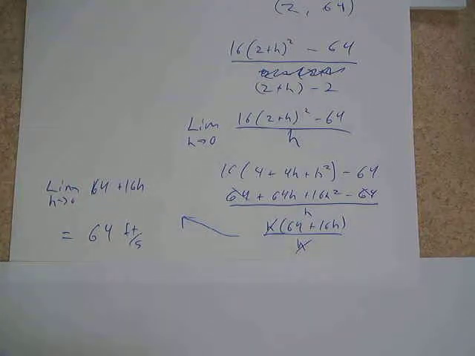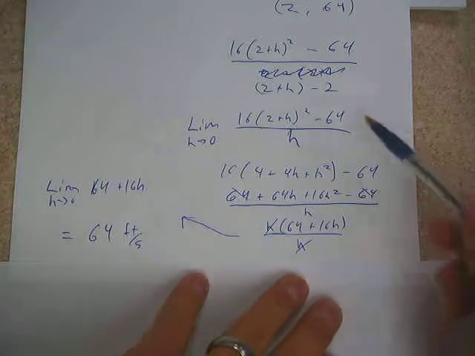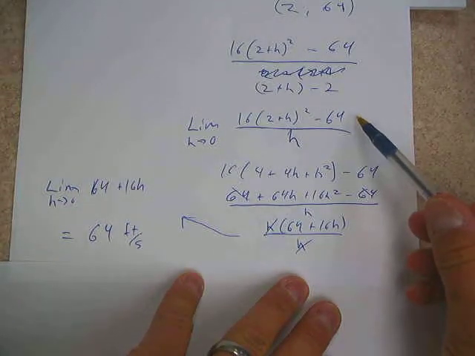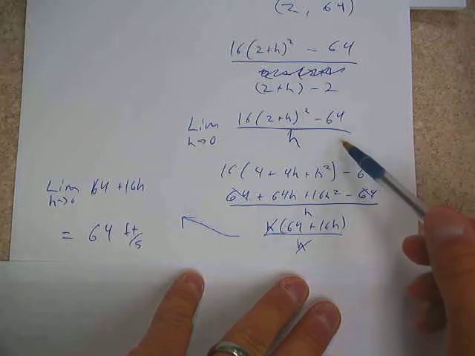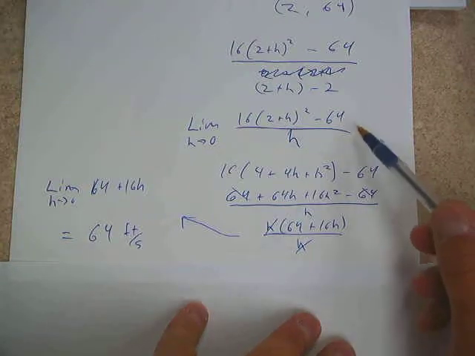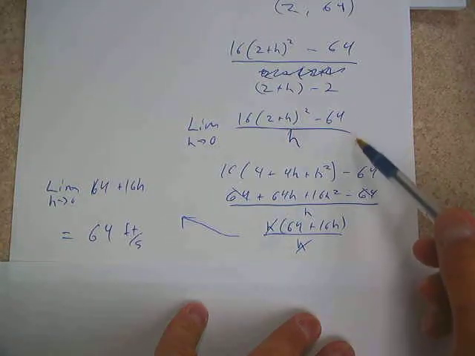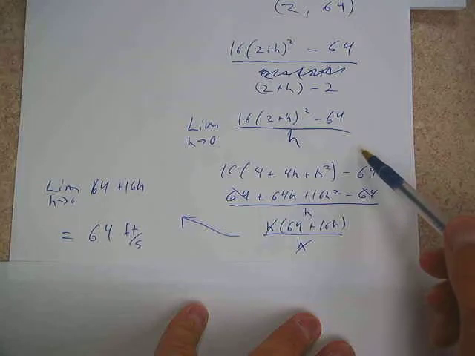So notice what happens if we factor out the h from the top. I can take that h and get rid of them. Now I have an expression of 64 plus 16h. And if I have that, now can I directly evaluate? Yeah, absolutely. And so therefore the answer is 64 feet per second.